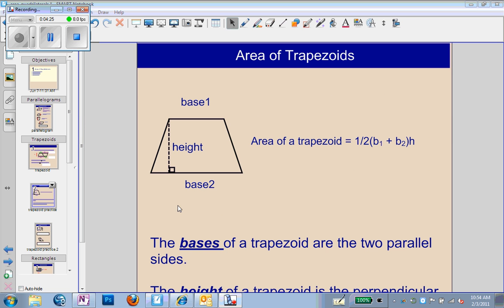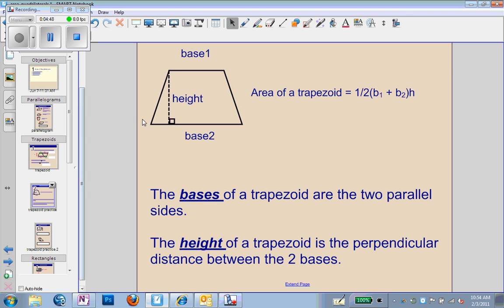So here is a typical trapezoid. This is actually an isosceles trapezoid, and you can clearly see the two bases and that they are obviously not equal to each other, which is why we use base 1 and base 2 as our notation. Our height is the perpendicular distance between those two parallel sides, or those two bases. So this is the height, perpendicular to the two bases.